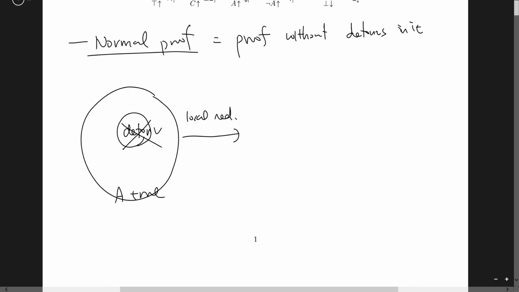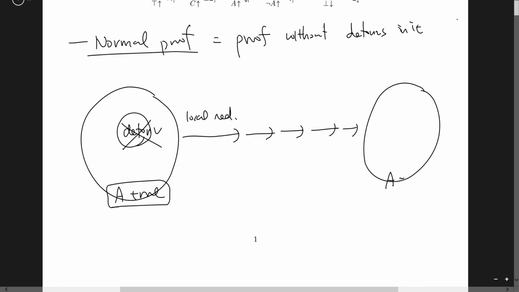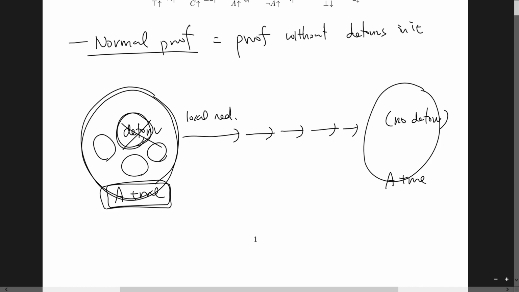And by extension, it turns out that for every proof of this truth judgment A true, there exists a sequence of local reductions that eventually lead to a proof of the same judgment with no detour in it. So we start with a proof of A true with many detours perhaps, and then we can apply a sequence of local reductions to produce another proof of the same judgment but without detour.